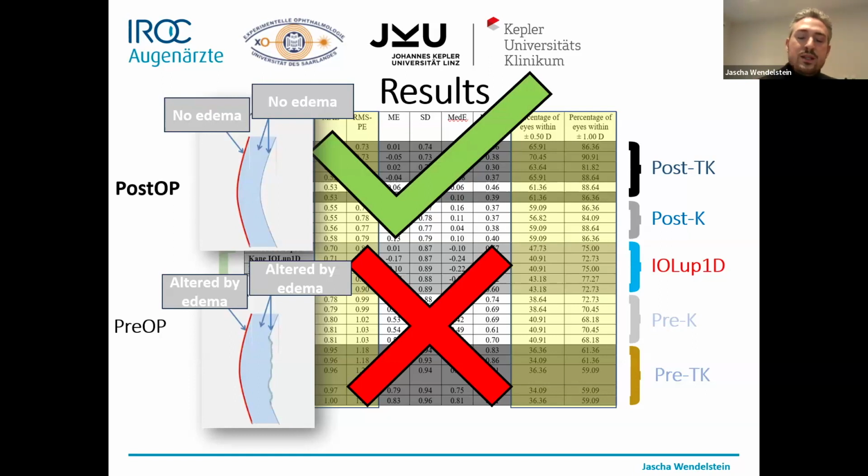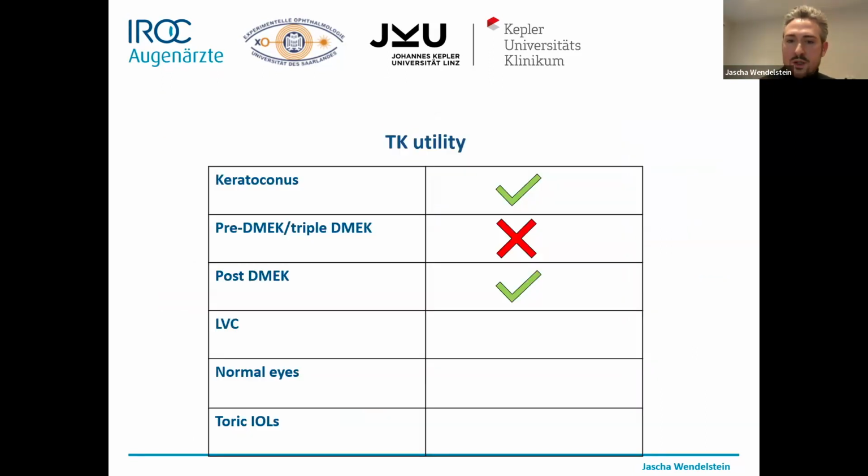At least if it takes the full thickness of the cornea into account, we should stick to K values in those cases. So there are 2 kinds of eyes where we should use TK values. With pre-DMAC or triple DMAC cataract cases, we should not use it.